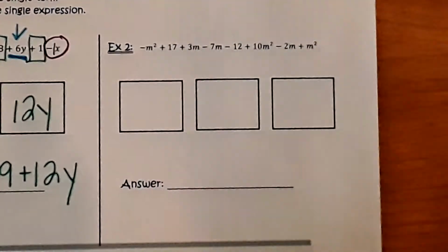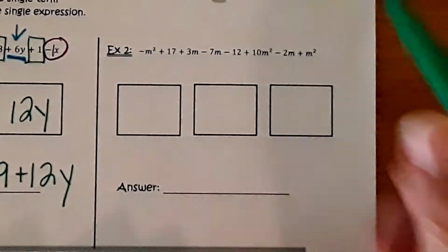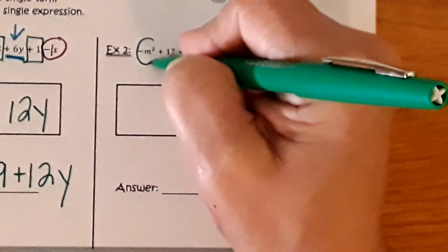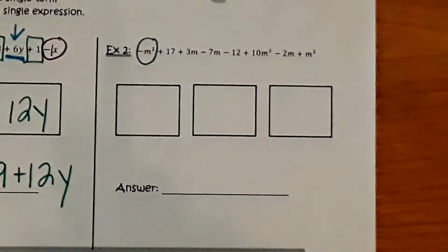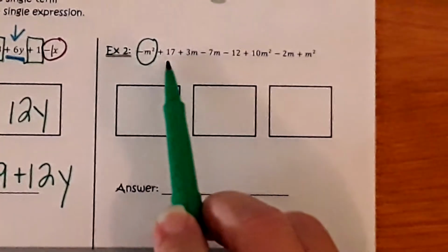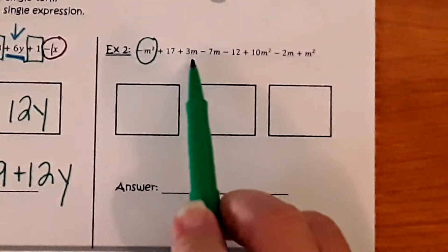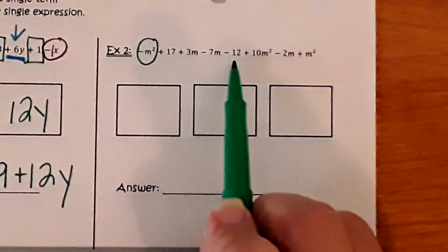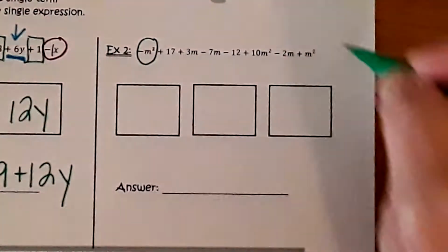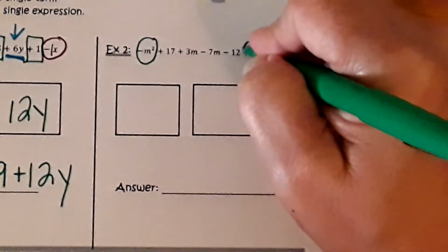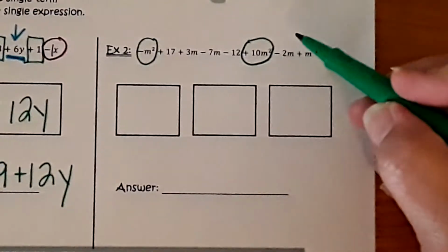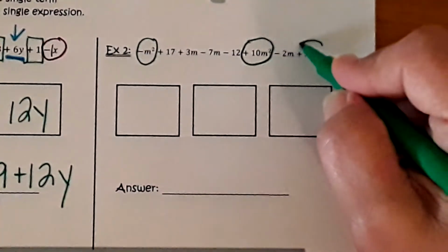Okay, so I always start with my first letter. So I've got -m squared. So that's my first one. So I'm looking for anything that has an m that's raised to the second power. No m raised to the second power. It has an m, but not to the second. Has an m, not to the second. -12, 10m to the second. Oh, that's a second, so I'm going to circle that. M, but not to the second, and then I'm going to circle this one.